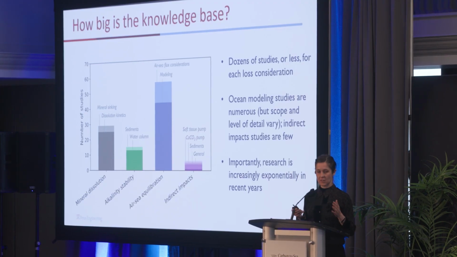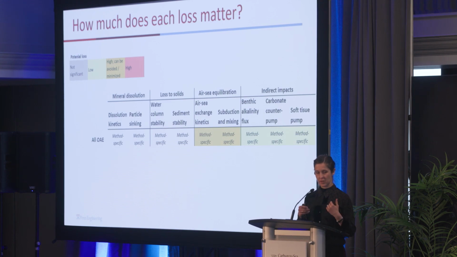Dozens of papers is not a lot, but I think the question that everyone is after, and what Carbon to Sea wanted me to answer, is how efficient is OAE? How much does each of these losses matter? Given this knowledge base, we don't have a comprehensive answer for how efficient OAE is, and it really depends on different deployment pathways. So I'll use this framework that I showed, these 4 different categories, to give an idea of what we're starting to know about these different loss pathways.